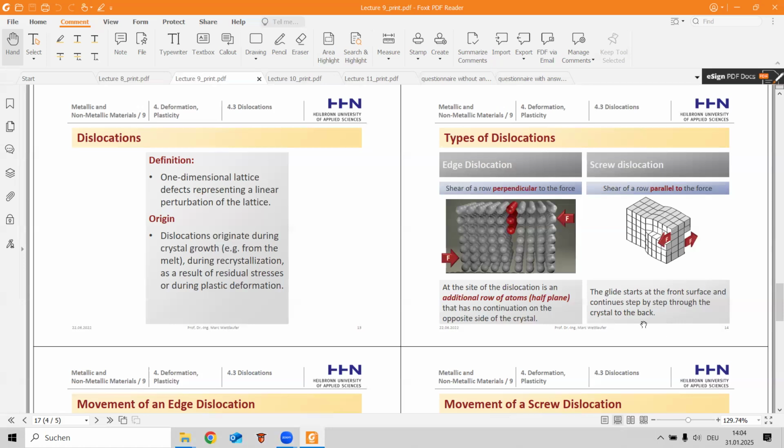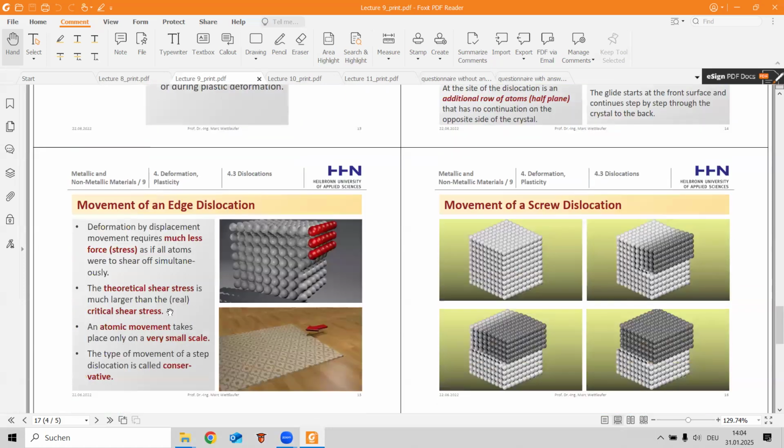The glide starts at the front surface and continues step by step through the crystal to the back, as with an edge dislocation. The dislocation movement requires much less force or stress than if all atoms were to shear simultaneously. The theoretical shear stress is much larger than the real critical shear stress. An atomic movement takes place only on a very small scale. This type of movement of a dislocation is called conservative.